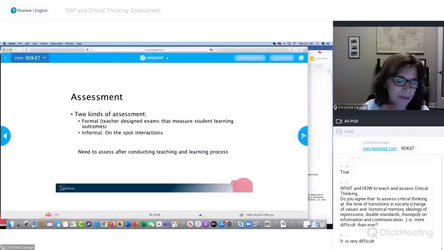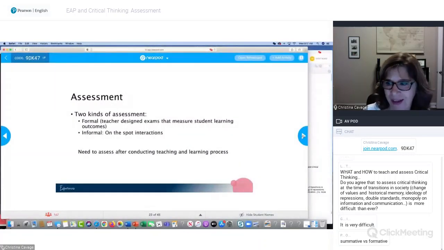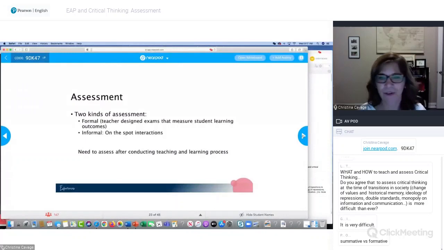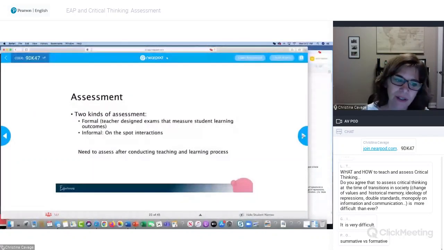And when we think about the assessment, we really have to think about two kinds of assessment here. Okay, we have to think about formal assessment, and those might be our teacher designed exams or publisher designed exams that measure our student learning outcomes. And those formal assessments are really important, right? We know that, okay? They're important for all kinds of reasons, but they show the learning that happens, right, in the end.